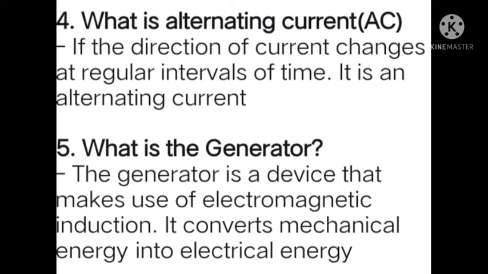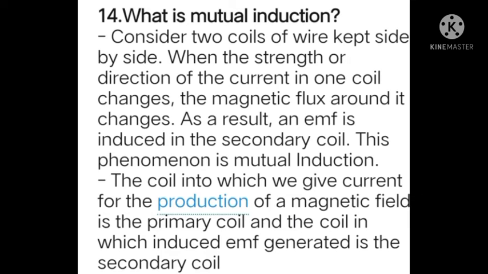What is alternating current, AC? If the direction of current changes at regular intervals of time, it is an alternating current. What is the generator? The generator is a device that makes use of electromagnetic induction. It converts mechanical energy into electrical energy.